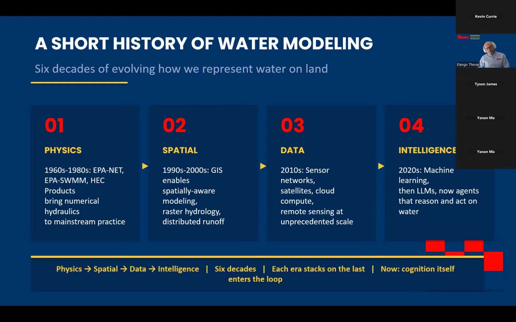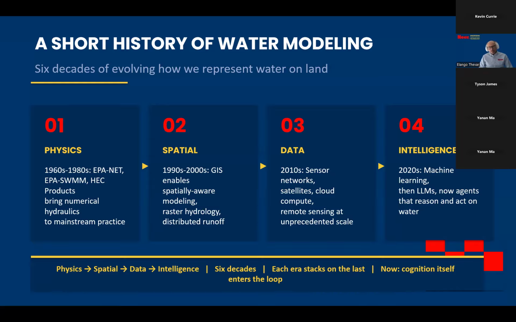And then the third iteration is mostly data: a lot of sensors, a lot of satellite information, and cloud compute that liberated some of the desktop-based modeling. Only big companies are still leveraging cloud computing for HEC-RAS 2D modeling. I think the new iteration is most about intelligence. I believe it's about machine learning, agents, and large language models, and that can make us very powerful.